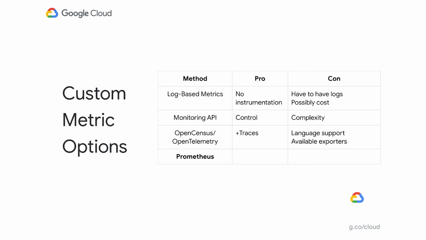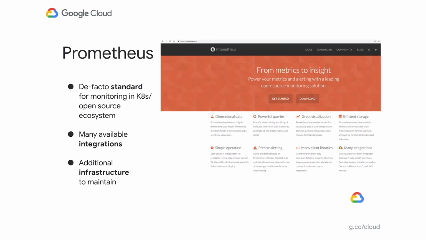Which obviously brings us to our last option, which is, we can not use application level instrumentation libraries, we can just use Prometheus directly. Prometheus is kind of the de facto standard for monitoring in the open source ecosystem. It's certainly been something that folks have been using on Kubernetes for quite a while. There's lots of integrations that are available.